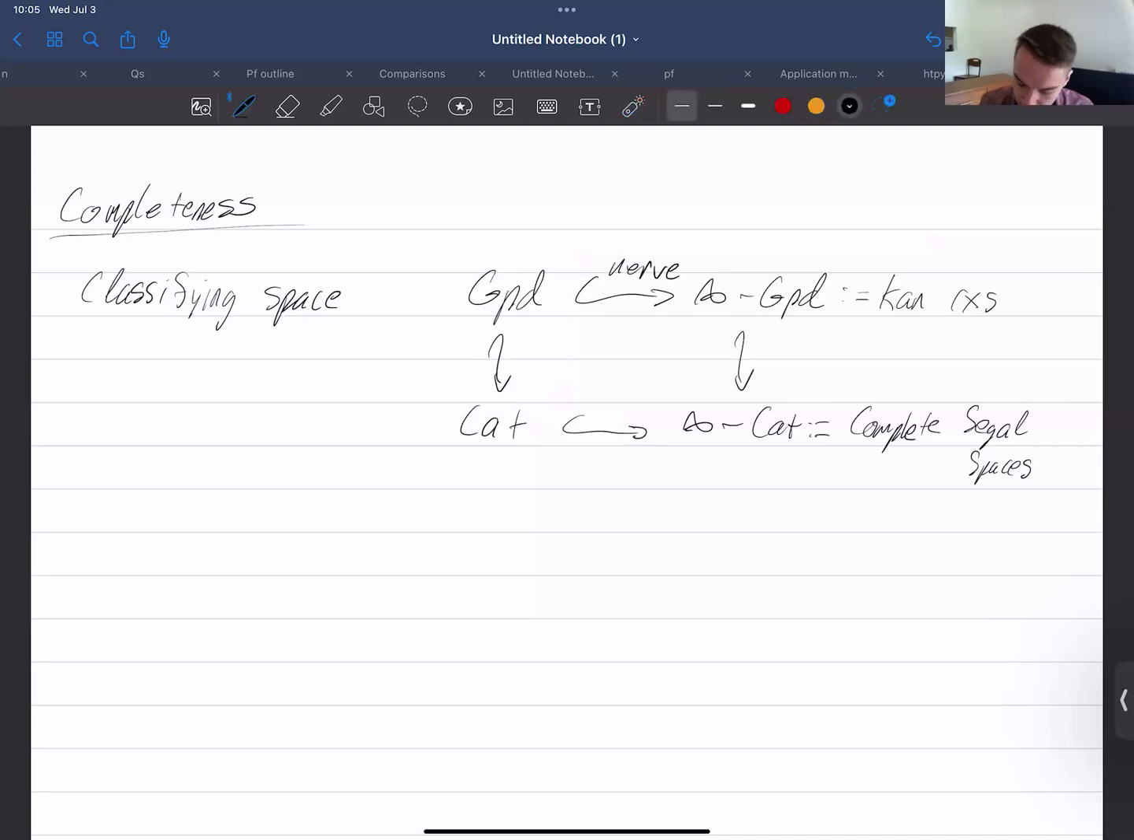But here the naïve choice fails the completeness part of these complete Segal spaces. So that's where this completion functor comes into place. It allows us to correct this failure of completeness for this naïve choice, or any other construction that you might want to consider in this particular model.